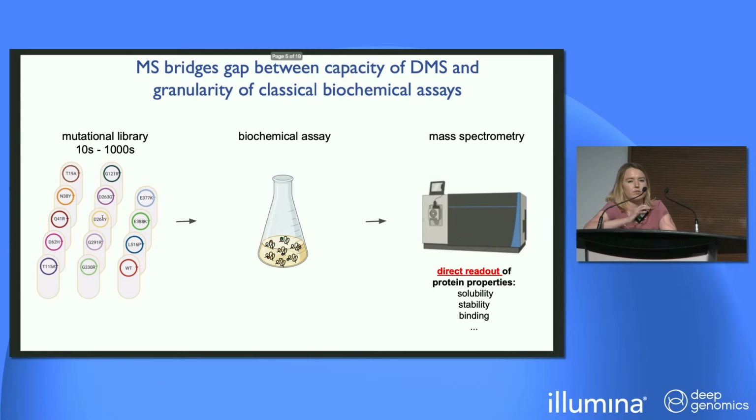And this is where mass spectrometry really comes in. So mass spec really bridges the gap between the capacity of deep mutational scanning and the granularity offered by classical biochemical assays. So we can start off with a library of tens to thousands of variants. These are all then pooled. We can perform biochemical assays, and then directly read out protein properties using mass spec. And so if we're directly reading out properties, we don't actually need this phenotype-genotype link. And so these are properties like solubility, stability, binding, et cetera.